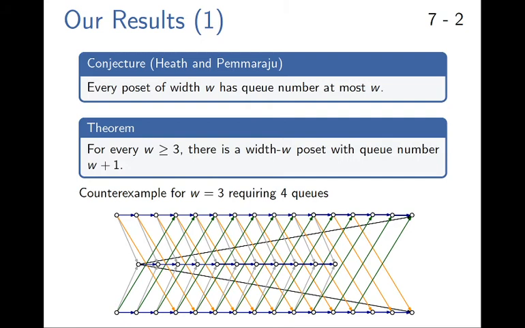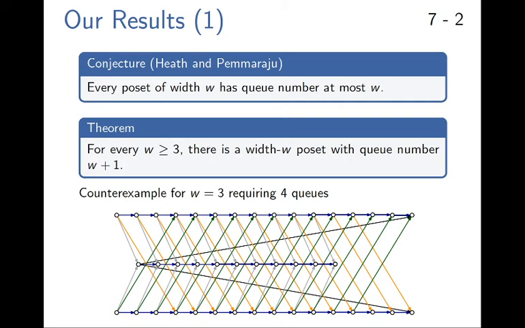And then you get the more general result that there is always a graph that needs 1 more queue than its width. Yeah. So the conjecture is not true. Okay. This is, of course, here on the negative side.